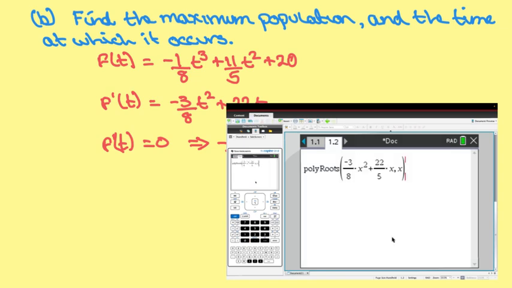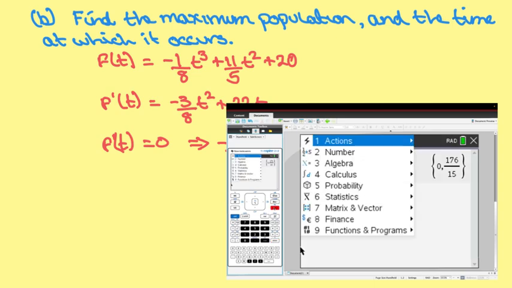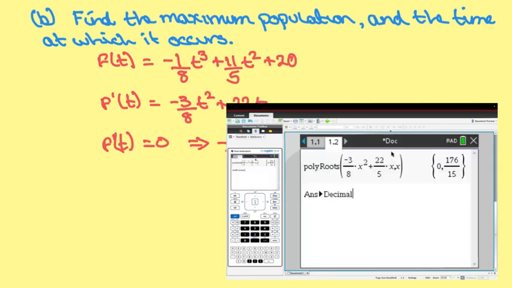So there's my polynomial roots. Press enter. And I get two values, 0 and 176 over 15. Well, I want to convert that to a decimal. So I go to number, convert to decimal, press enter. So my two values are 0 or 11.7333. Well, it can't be 0, so it has to be 11.733. Now I want to find the y value at x equals 11.733.